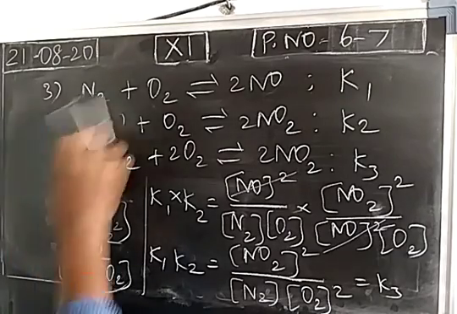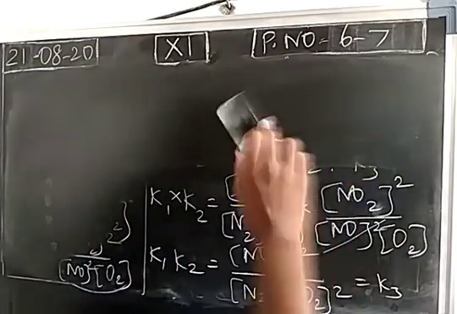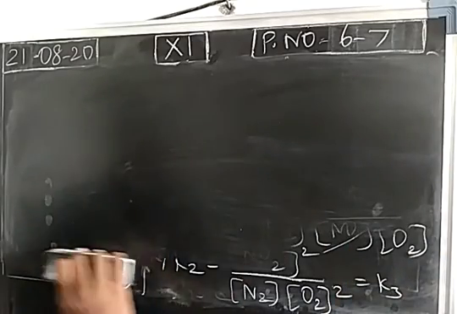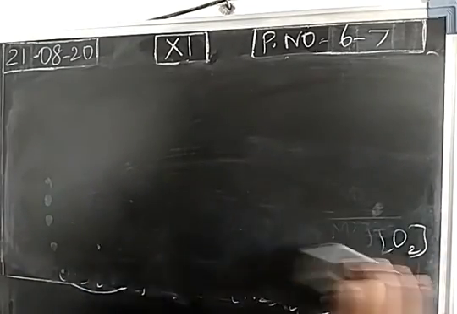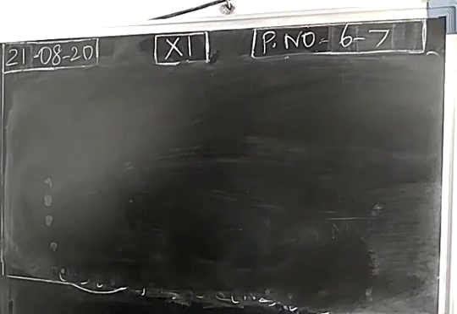So today we have completed the relationship between Kp and Kc. Tomorrow we continue with the equilibrium constant for heterogeneous equilibrium and the applications of the equilibrium constant.